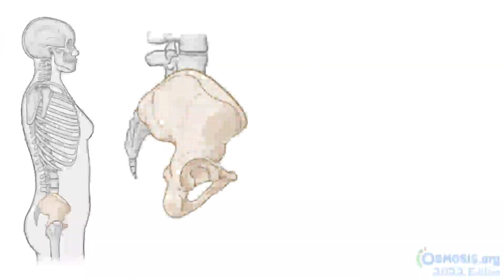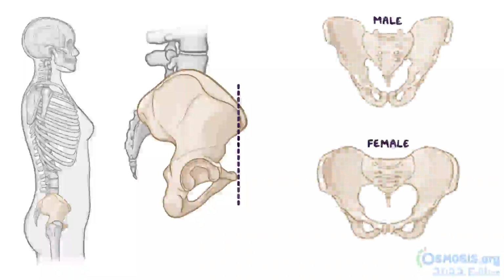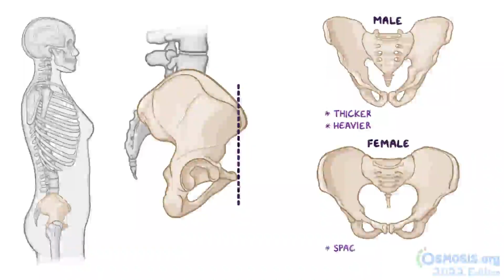Now, in an anatomical position, the pelvic girdle is tilted in a way that brings the anterior superior iliac spine and the pubic symphysis in the same plane. Finally, the male and female pelvises are different because males have a larger muscle mass, so their pelvis is thicker and heavier, while the female pelvis is adapted to childbirth, so it has a more spacious lesser pelvis and a larger pelvic outlet.